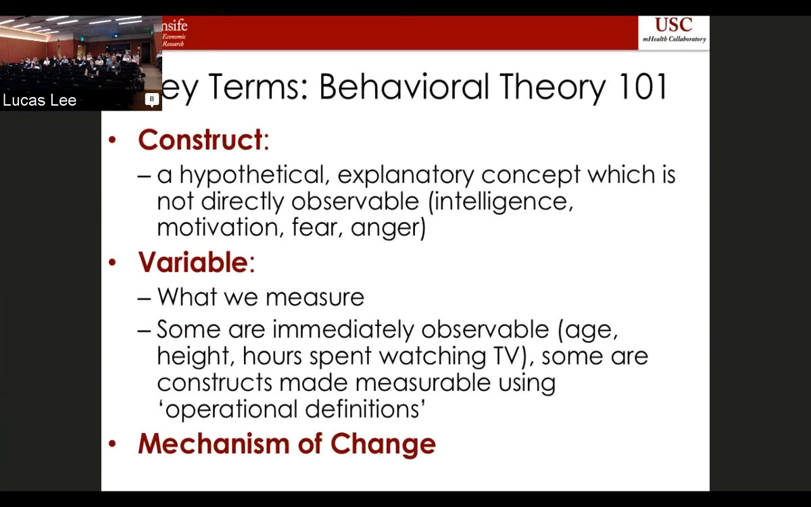A variable is what we measure, and it's never going to be the Platonic construct. A variable is the thing that we measure. So the accelerometer that measures physical activity is a measure of physical activity. It's not physical activity, it's an imperfect measure, but it's a measure. That's a variable, something that we use to make data. Some variables are immediately observable and some are not. And then there are mechanisms of change, which we just talked about. So these are key terms.